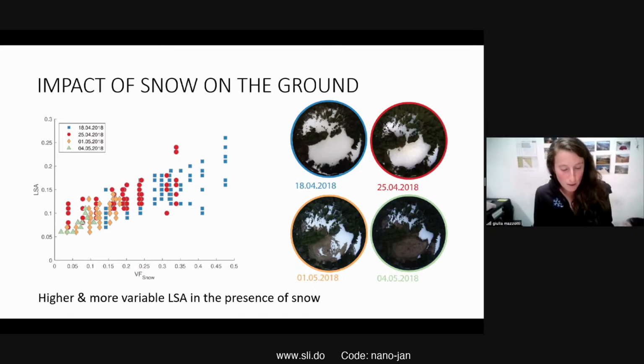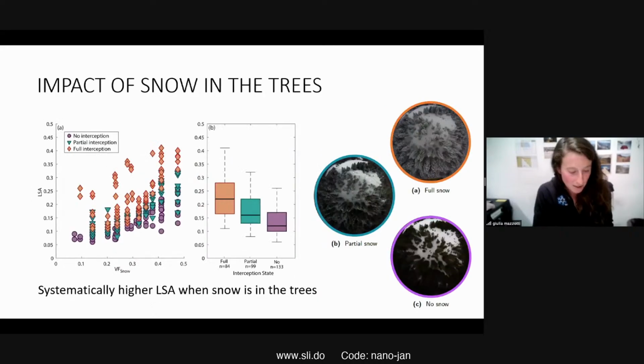So we have a very clear increase in land surface albedo the more snow we see, and we will have also more variability in albedo across our site on days with full snow cover, while if we only have very little snow, as you see with the green points, the albedo is very limited in the first place. So that's the example of how visible snow impacts land surface albedo. But then on top of that, we have again a similar plot, land surface albedo plotted against visible snow fraction. And now the colors denote whether we have snow in the trees or not.